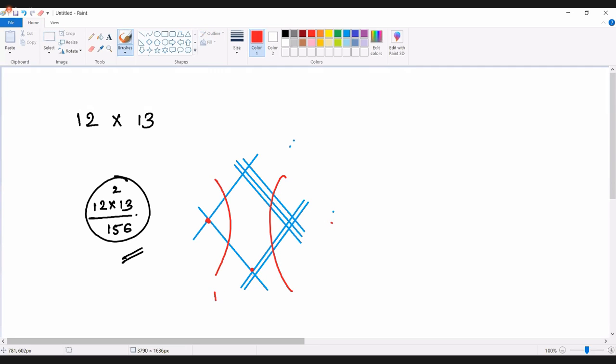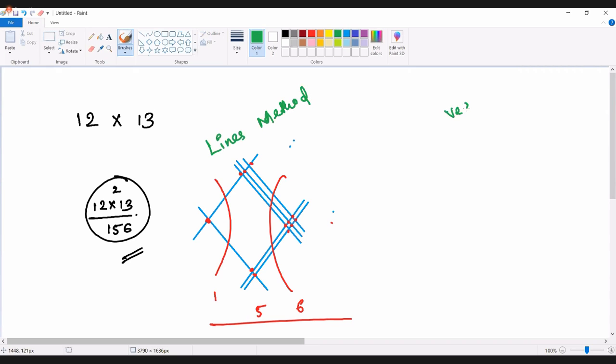Here it is 1, here it is 1, 2, 3, 4, 5 and here it is going to be 1, 2, 3, 4, 5, 6. So 156 is the answer. This method is fine, but the lines method is not going to be suitable when you have bigger numbers.